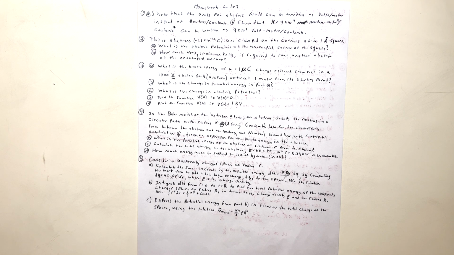And so each new layer that we add onto this sphere is going to have some amount of charge associated with it. So we're going to start with some small sphere of radius r that already has some amount of charge on it. And we're going to, in part A, calculate the small increase in the potential energy, dU equals kq over r dq, by computing the work done to add a thin layer of charge, dq, to the sphere.